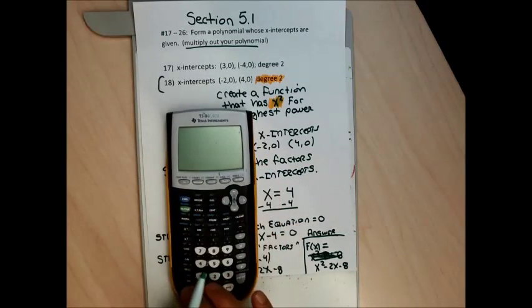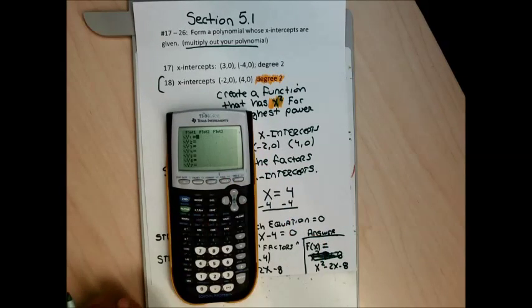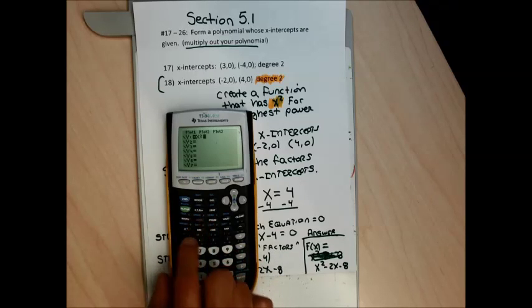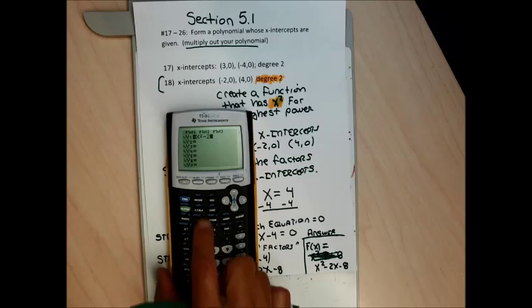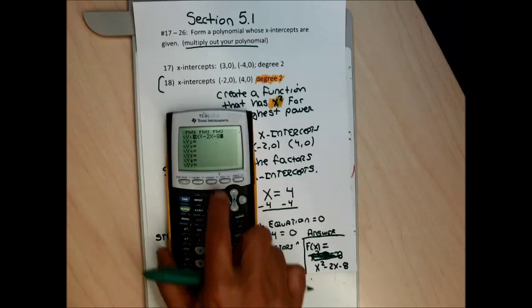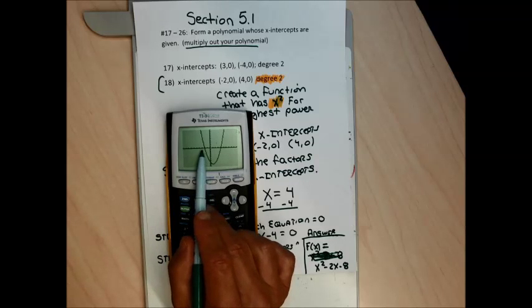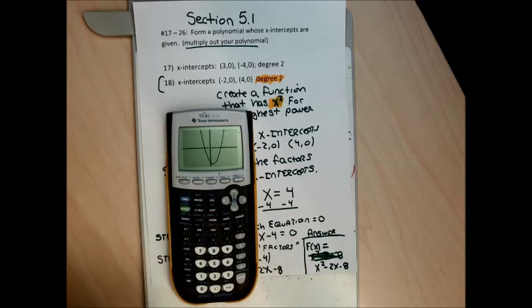Easy enough to see. I can just turn my equation on and graph the function x squared minus 2x minus 8, do zoom standard. That looks like an x-intercept of negative 2, 0. That looks like an x-intercept of 4, 0.